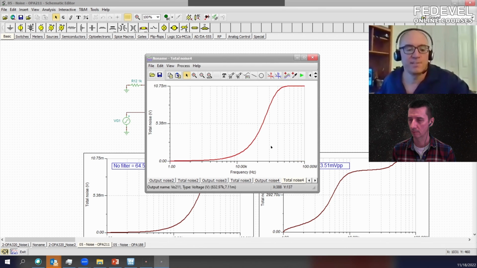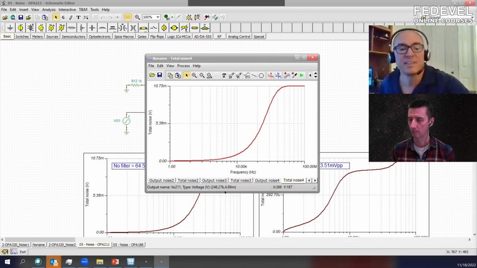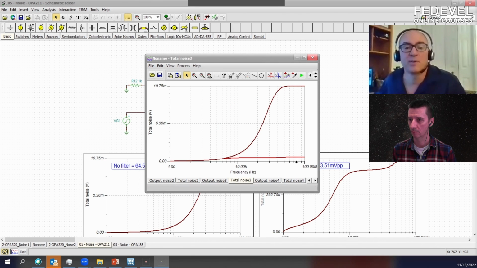So it's easiest if I just copy this curve. I'll just Control C, and I'll just paste it on top of this noise curve. There we go. So you can see the dramatic difference. This red one down here is with the filter, and then this one is without the filter.